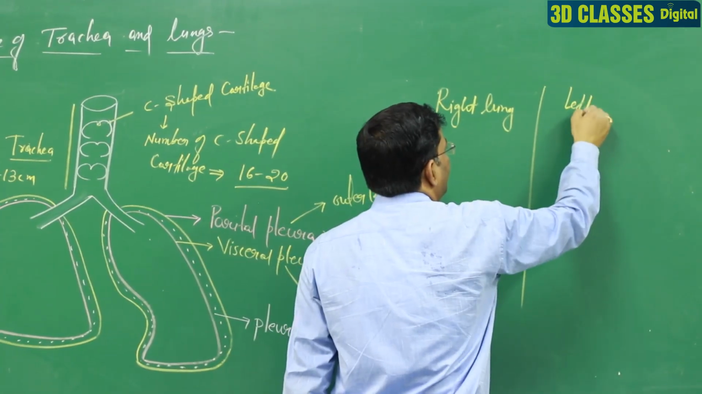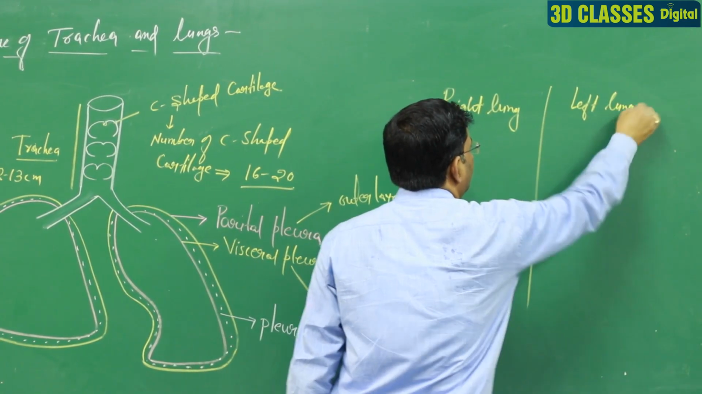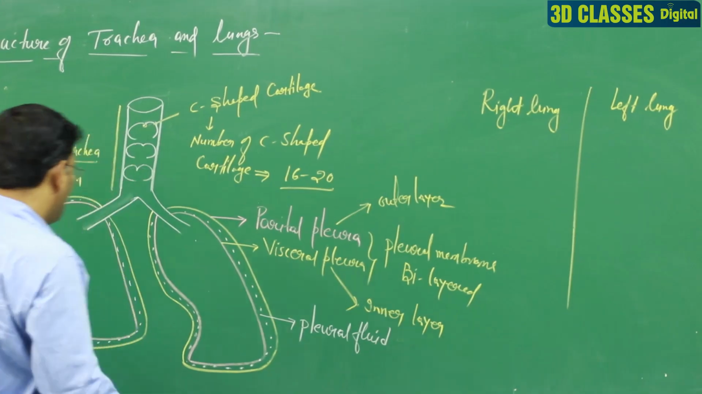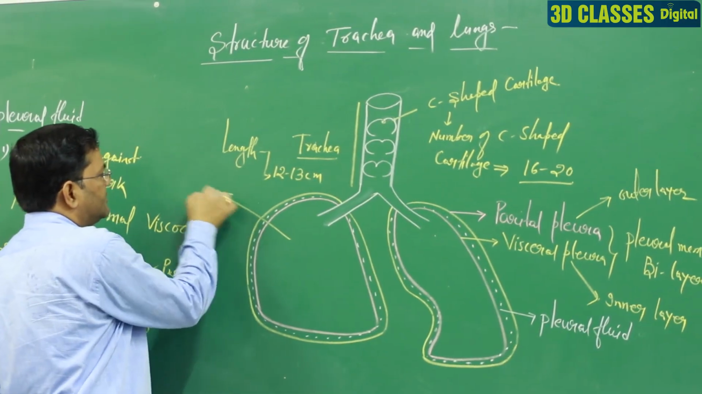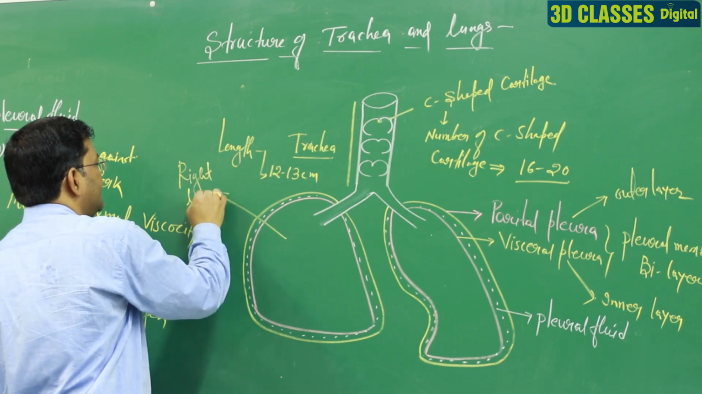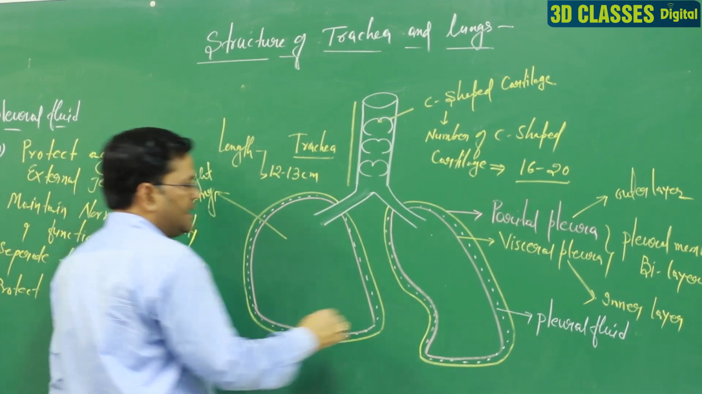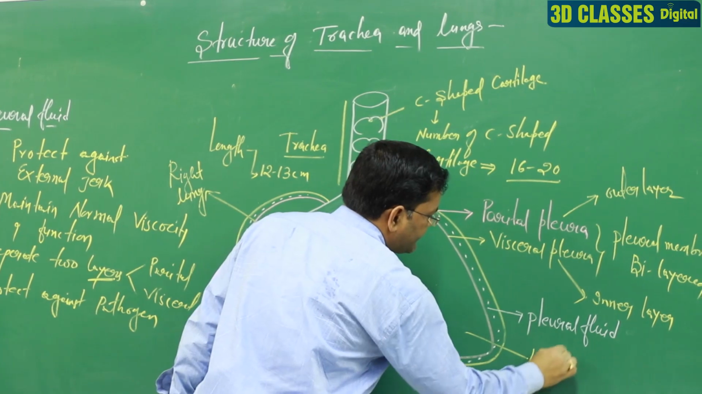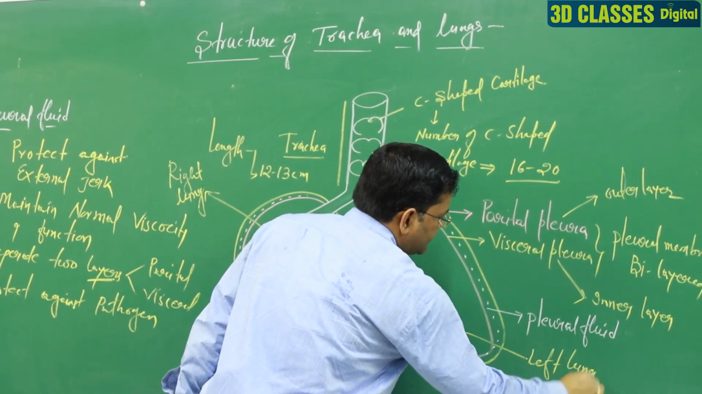Right lung and left lung. At first, you focus, this is the right lung, because this lung is larger, and this is the left lung. This is the left lung.